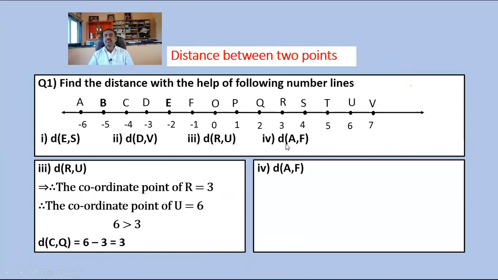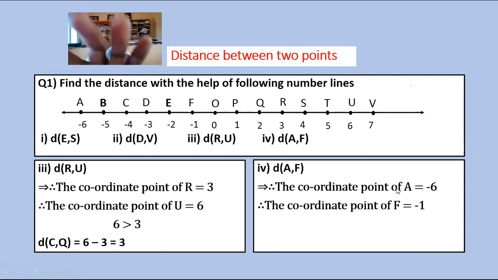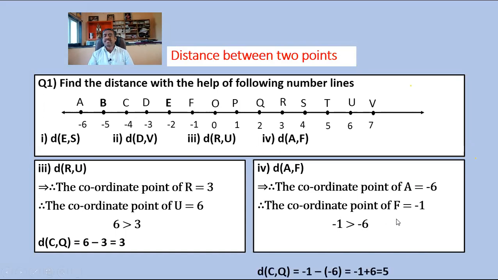And to find distance AF, the coordinate of point A is -6. The coordinate of point F is -1. -1 is greater than -6. Therefore, distance AF is equal to -1 minus (-6), minus minus is plus, -1 plus 6 is equal to 5.